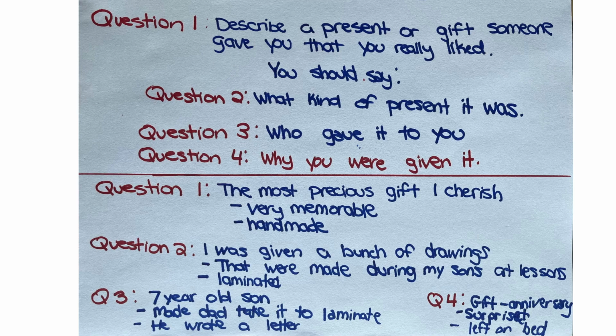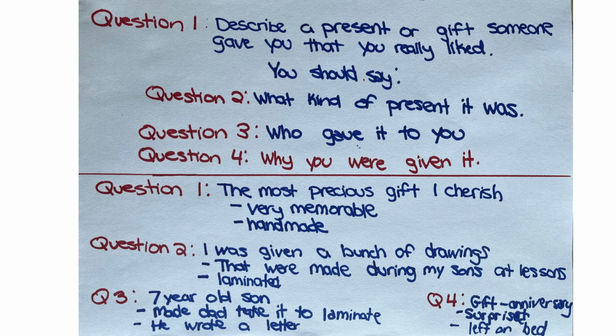For question 1, describing a present or gift someone gave me, I wrote: I received the most precious gift I cherish. It was very memorable and handmade. So if you see this outline, I just wrote very quick point form so you have an idea of what you are going to discuss when the examiner asks you to start talking.